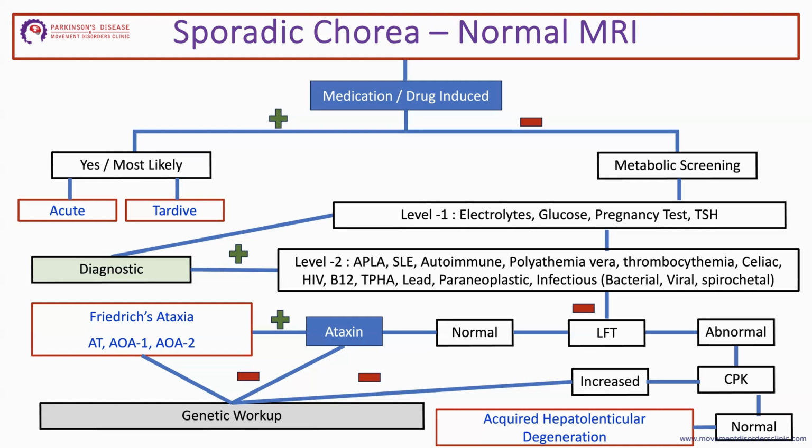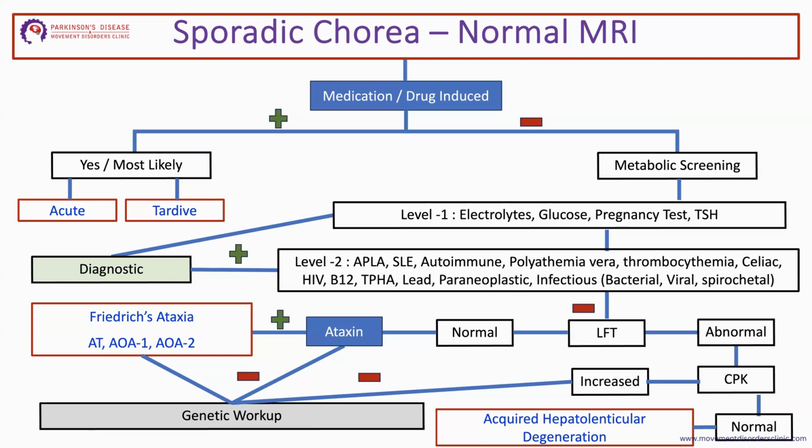In most of your patients, we end up getting an answer. If there is a treatable cause of chorea, you are able to get an answer there. Sometimes it may happen that you don't get any answer here, then you need to work them up further. The most common point of entry for workup would be a liver function test.